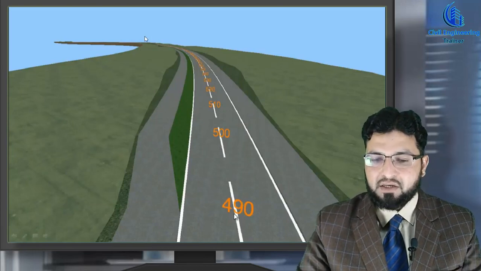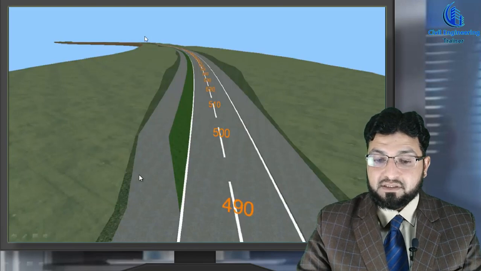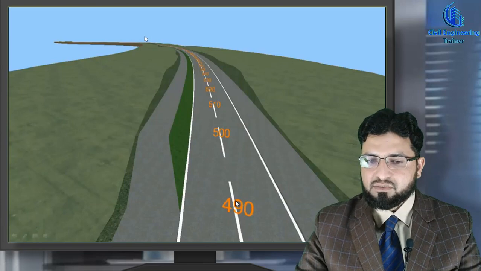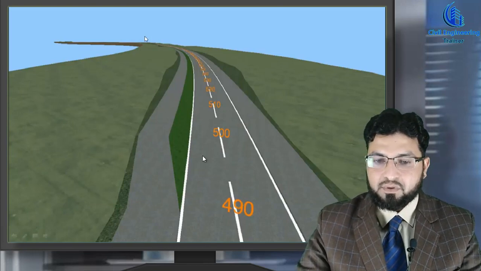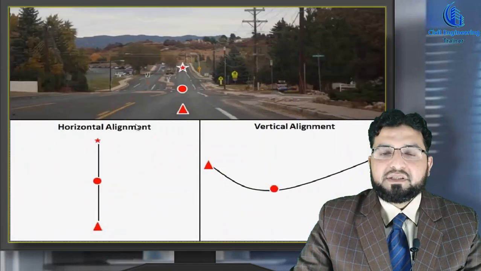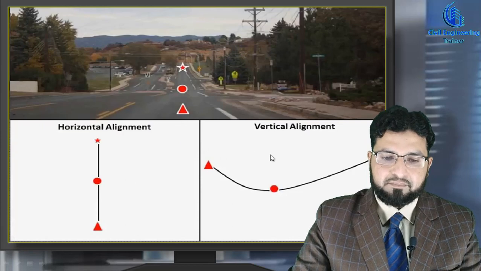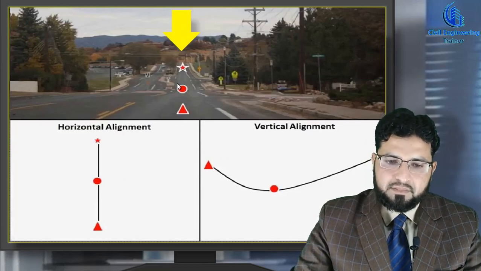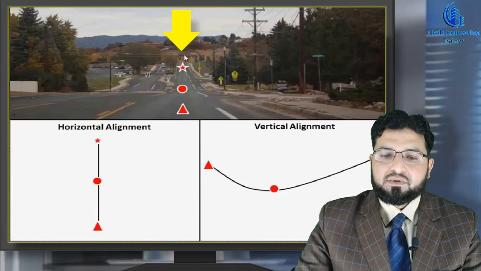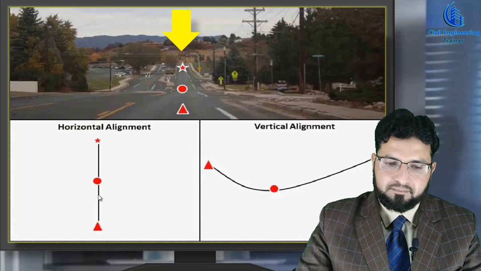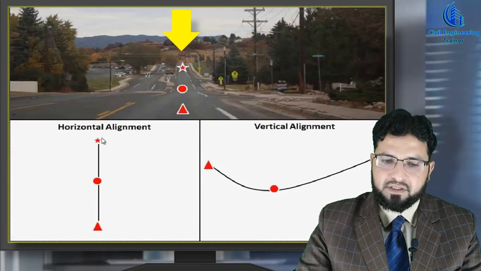The second purpose of these values is that we can also guess the length of this road with the help of them, okay? Next, there are basically two types of alignment: one is horizontal alignment and the second is vertical alignment. If you see this road from the top view, it is looking like that. This is horizontal alignment. This point will be here, this point here, and this point here.